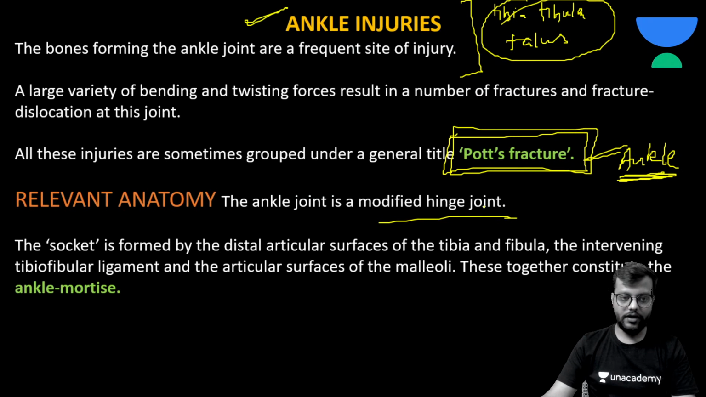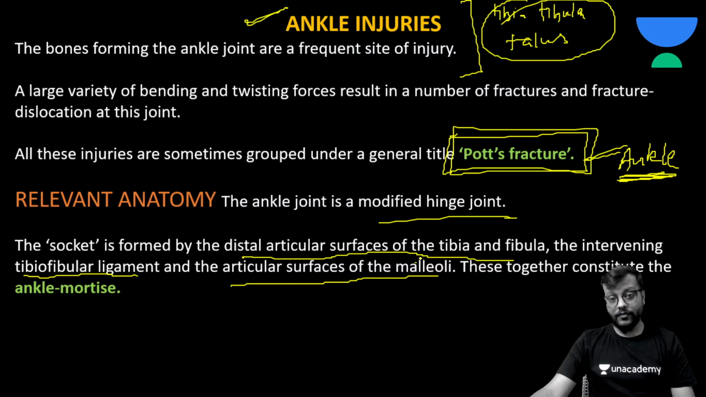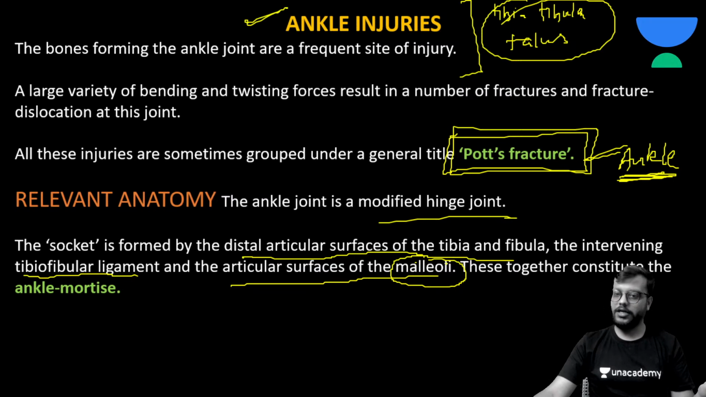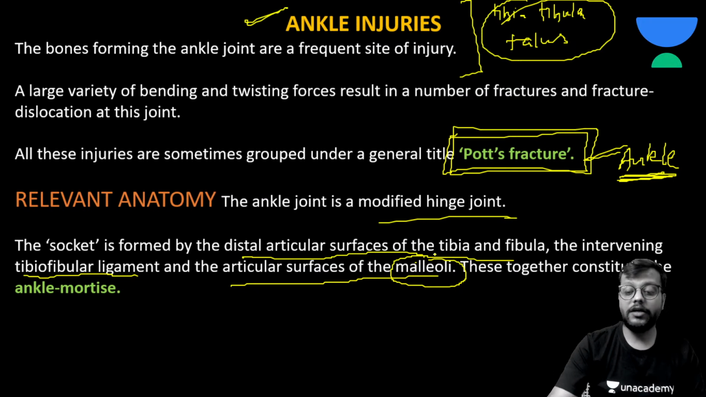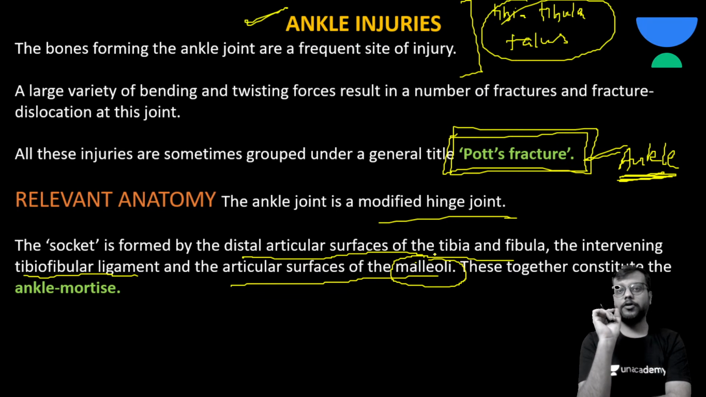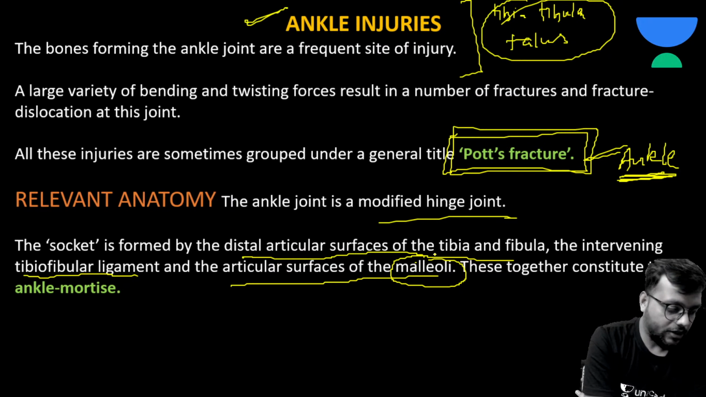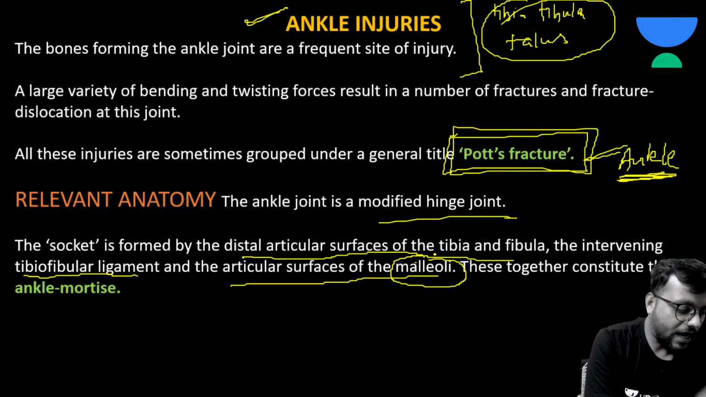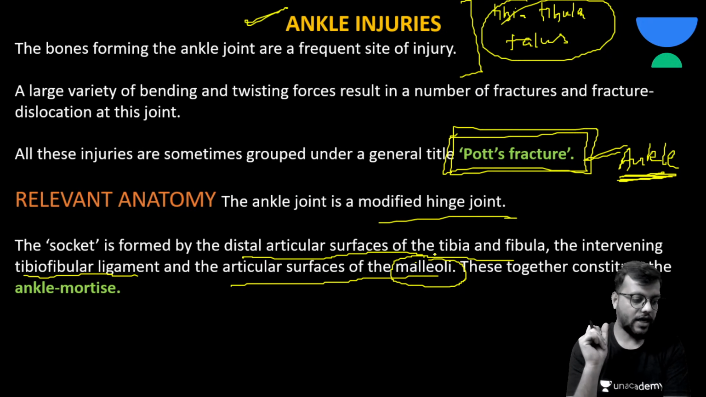Okay, it is a modified hinge joint, and the socket is formed by the distal articular surfaces of tibia and fibula, और इन दोनों के बीच में एक tibiofibular ligament होगा, and the articular surfaces of the malleoli, that is the lateral malleolus by the fibula and the medial malleolus by the distal tibia. Here there is one term that is called ankle mortise. Sorry, it is very important, especially for your viva examinations and also for your competitive examinations. Okay, so what is ankle mortise?